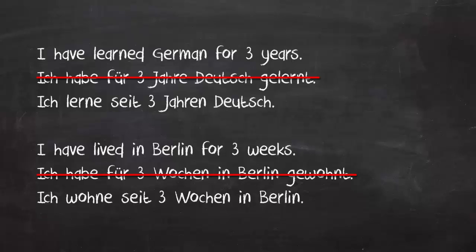So a short recap. In German, the most important verb tenses are present tense and past tense. When something happened in the past, you use past tense. When something happens now, you use present tense. There is no verb tense in between.